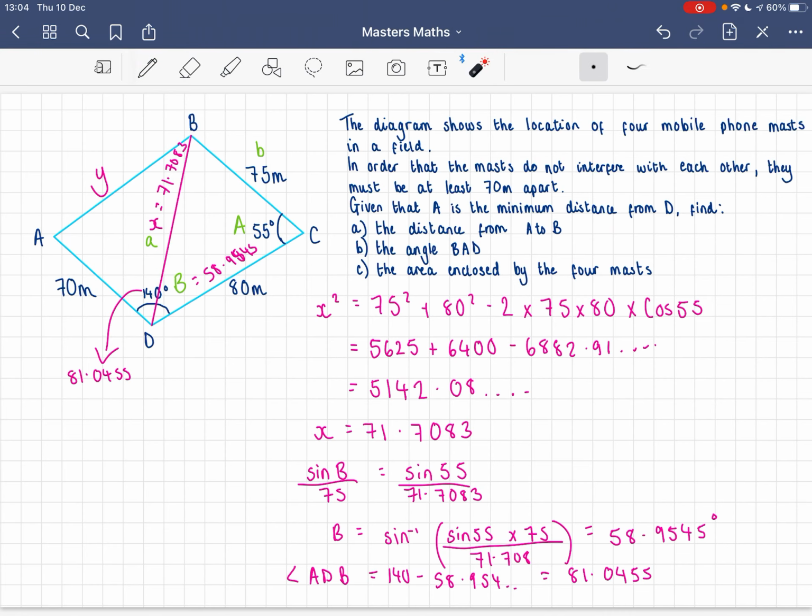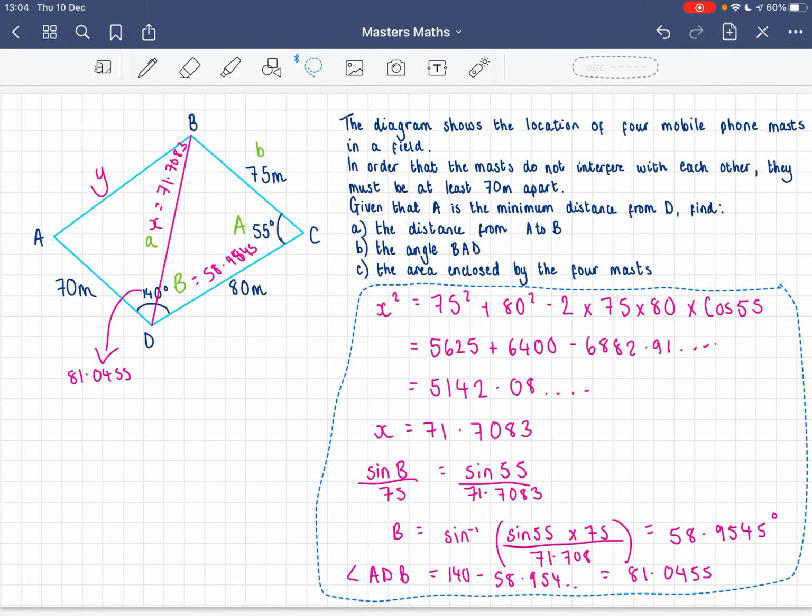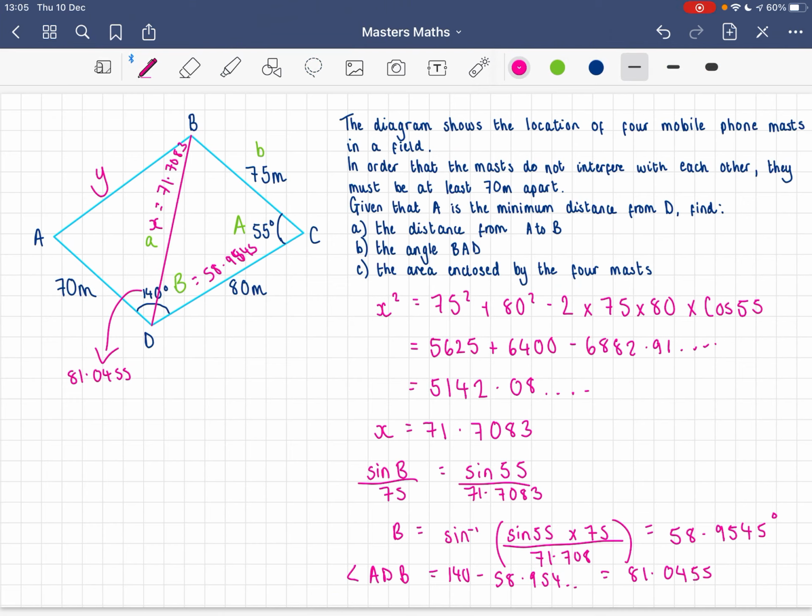I'm even starting to run out of space because it is very long. I've already used cosine rule and sine rule, and I am still not finished. So to find y, finally, we are going to use cosine rule. I'm going to say y squared is equal to 70 squared plus 71.7083 squared minus 2 times 70 times 71.7083 times cos 81.0455. Lots of numbers there.